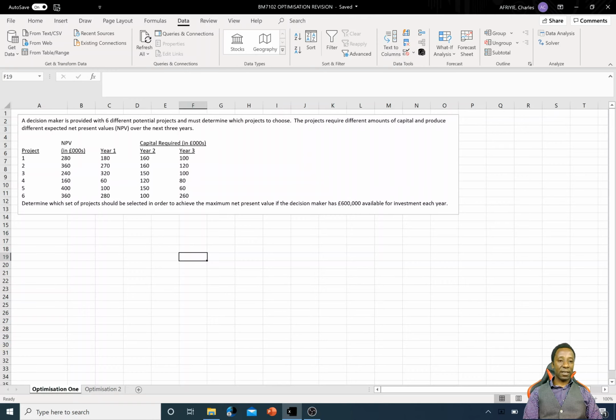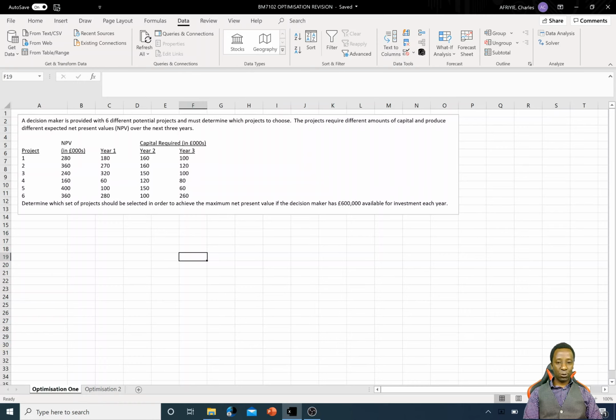The issue is each of these projects require different sums of capital to be invested. So you can see for each of the next 3 years, we've been given the amount of money that would go into managing each of these projects, right? So that is a constraint. Why is that a constraint? For example, we've been told that even though these are the capital requirements, for project 1, in year 1, we have 180K, year 2, 160K, and year 3, 100K, and so on and so forth.